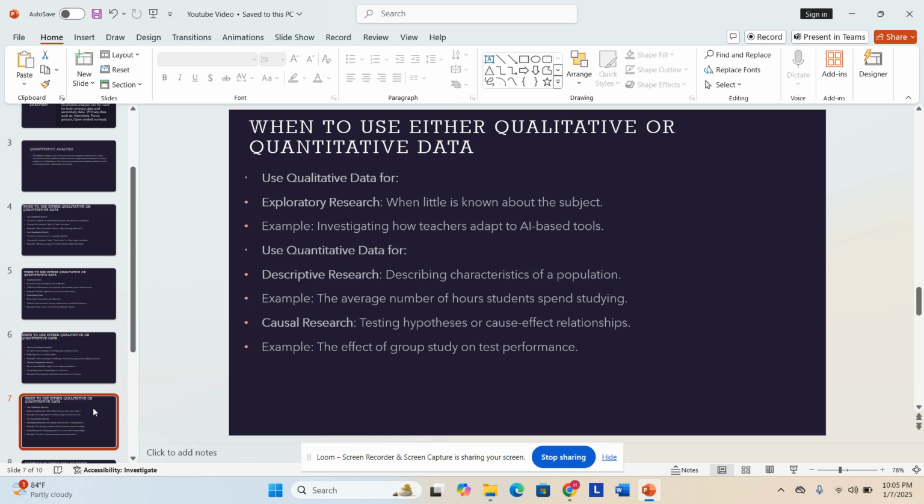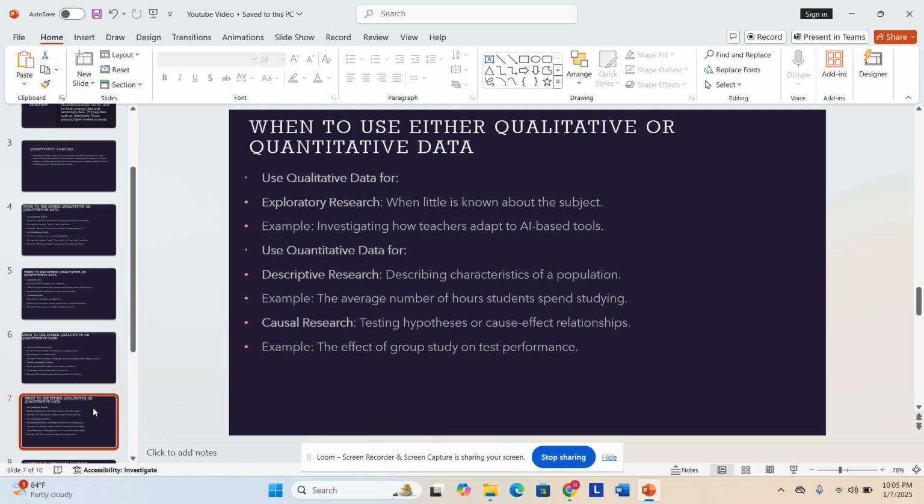Also, let's see when to use qualitative or quantitative data, just putting it in a better perspective now. For example, use qualitative data for exploratory research. Now, what is exploratory research? Exploratory research means you are exploring into the topic, like not much is really known about that topic before.